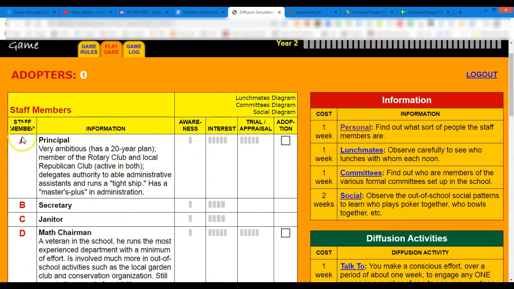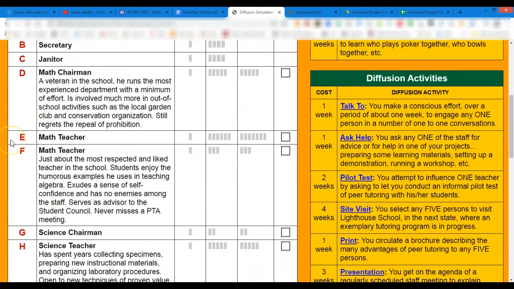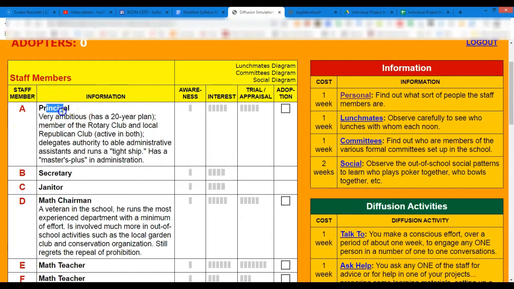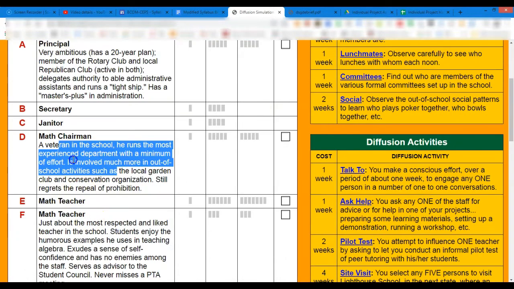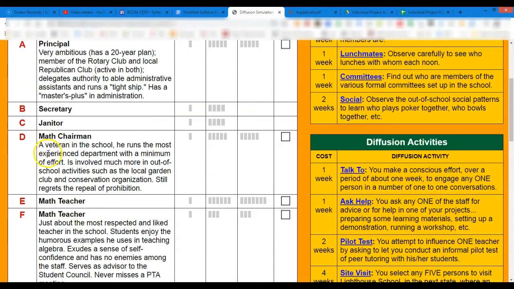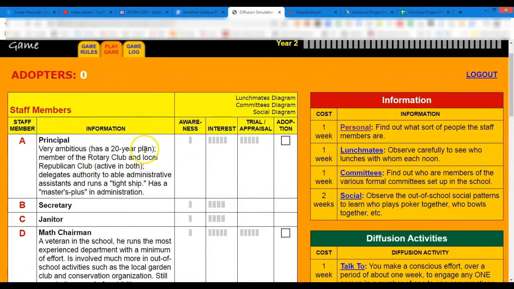Here you have the people on the left side. Information: the principal is very ambitious, has a 20-year plan, and is a member of the Rotary Club. You have information on each person. The math chairman is a veteran in the school. He runs the most experienced department. You need to understand the psychology of people before you approach them to convince them to buy your product. Here is like the bar.